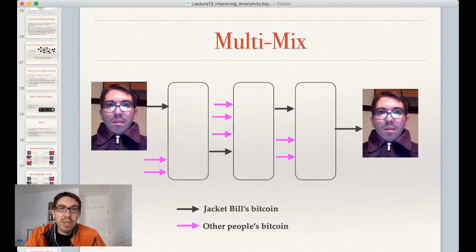And of course, you can do this over and over again. Jacket Bill here does a mix and sends it through another mixer and through another mixer. Each time we're increasing the anonymity set of the pink arrows that are coming in through it.